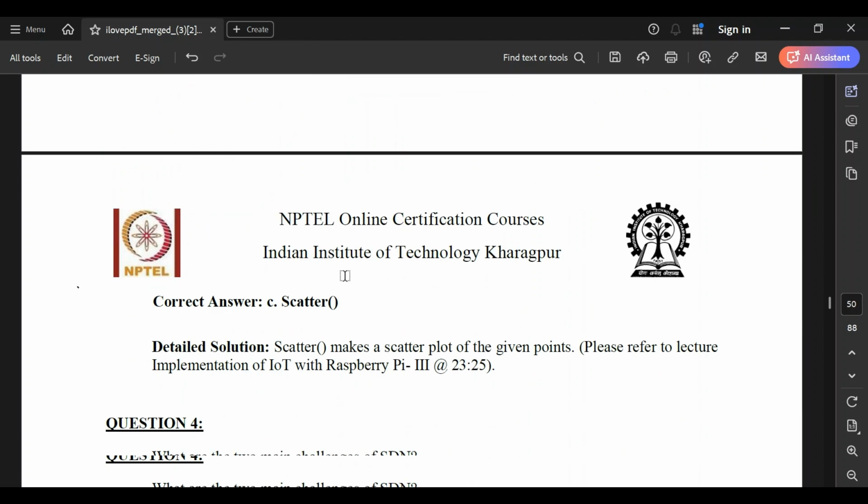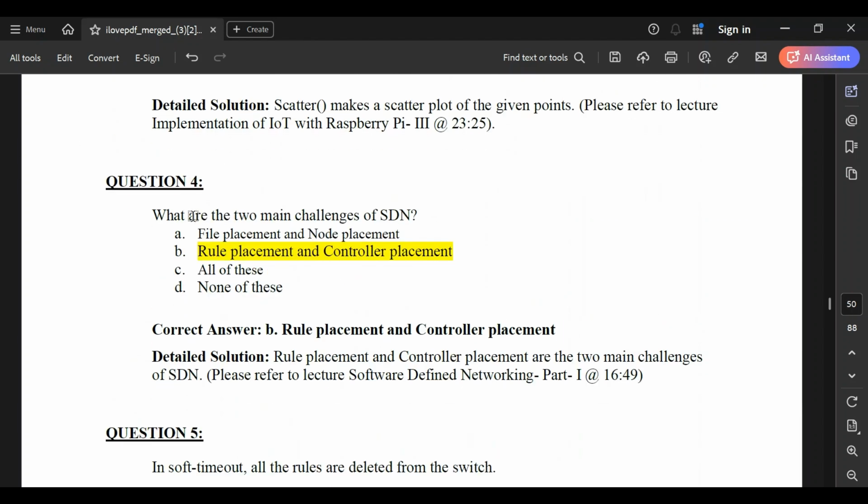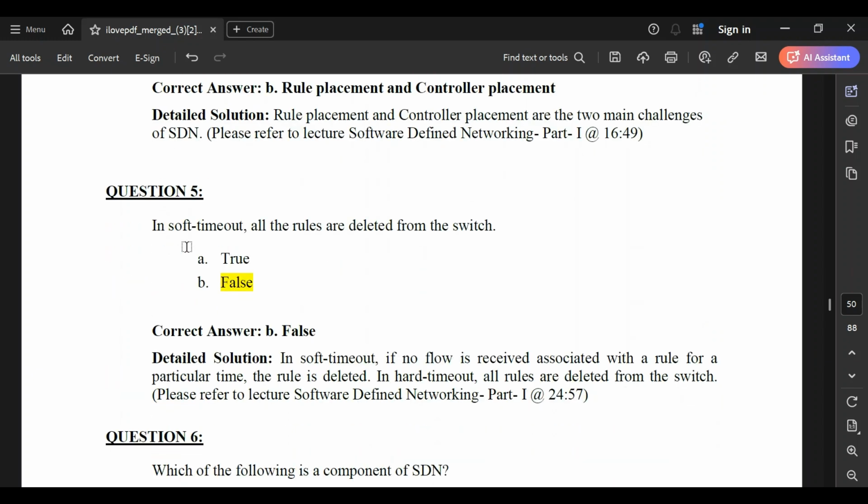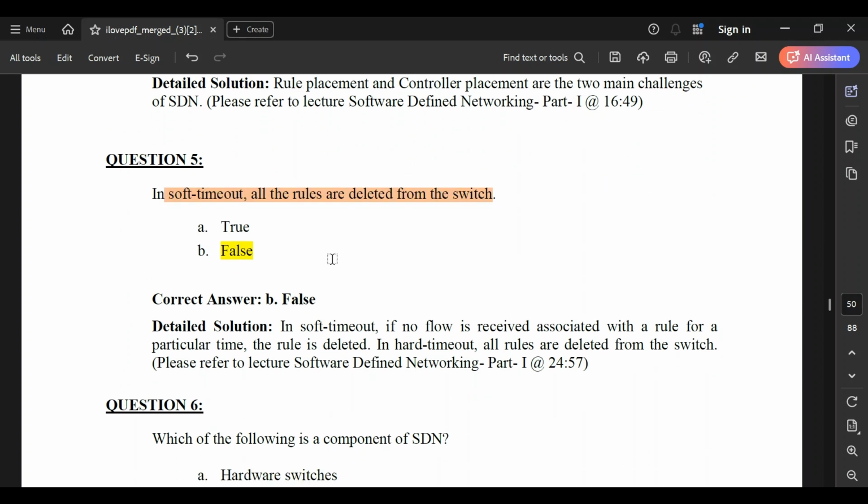What are the two main challenges of SDN? Rule placement and controller placement. These are the challenges of SDN. If in a soft timeout all the rules are deleted from the switch, this is false. In a soft timeout, if no flow is received associated with a rule for a particular time, the rule is deleted. In a hard timeout, all rules are deleted from the switch. So next time it can be asked about hard timeout, so remember this.